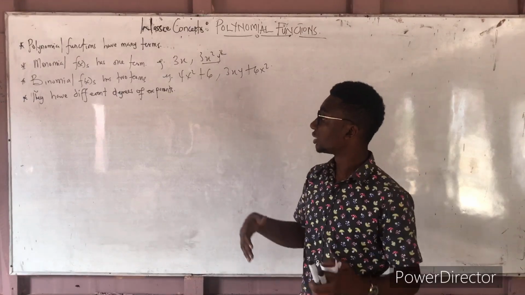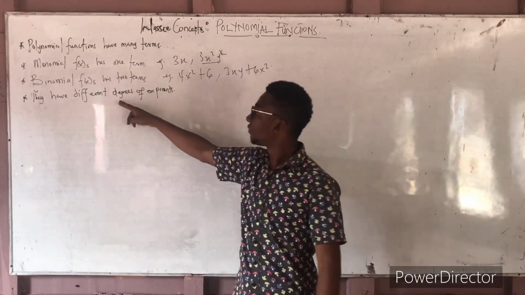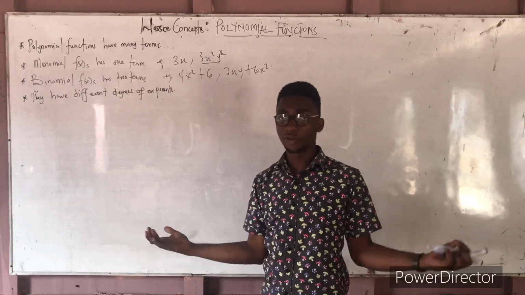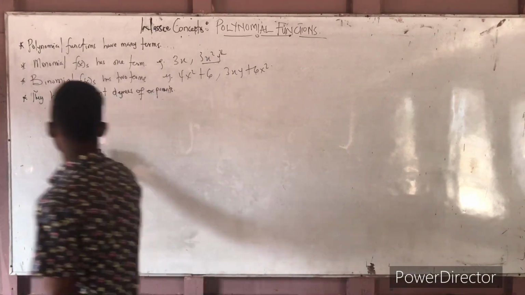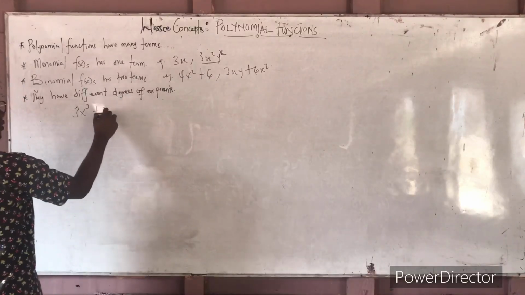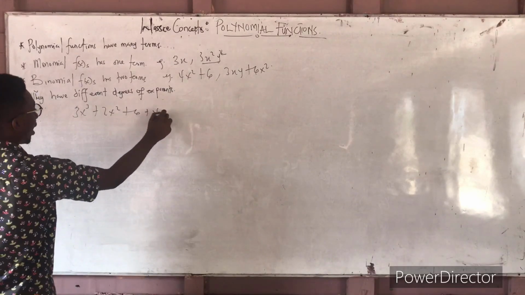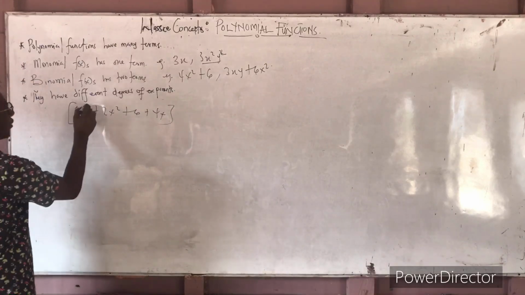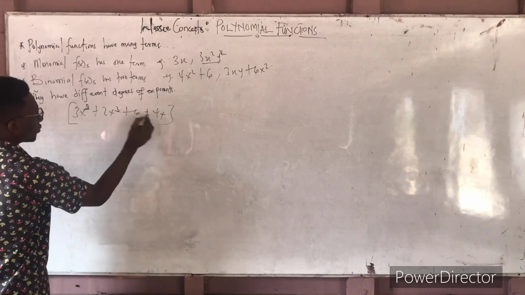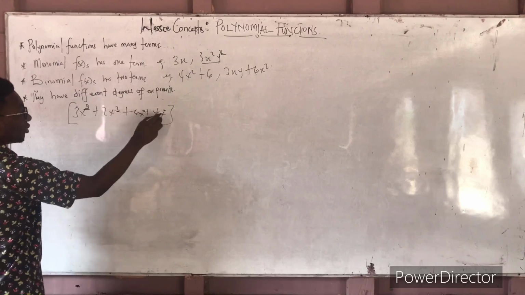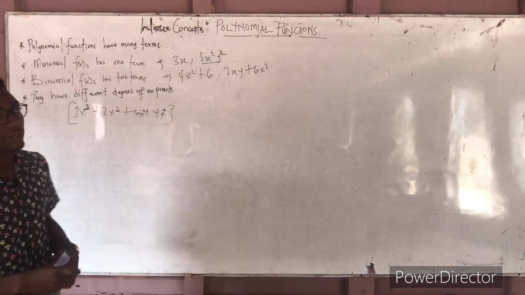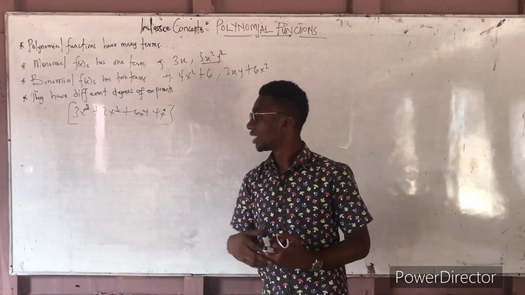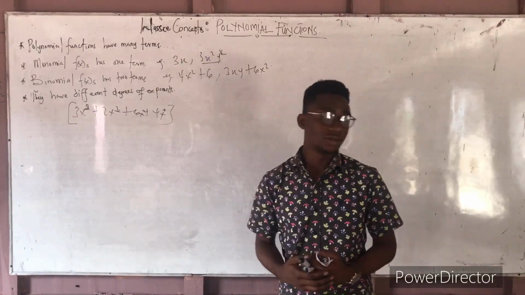And also you should know that polynomial functions have different degrees of exponents. The degrees are all referred to as what? The exponent. For instance, you can have 3x squared plus 2x squared plus 6 plus 4x. This is a polynomial function with different exponents. So here the x exponent 0, x exponent 1. So you can start from an exponent of x from 0 upwards. Are you getting it?